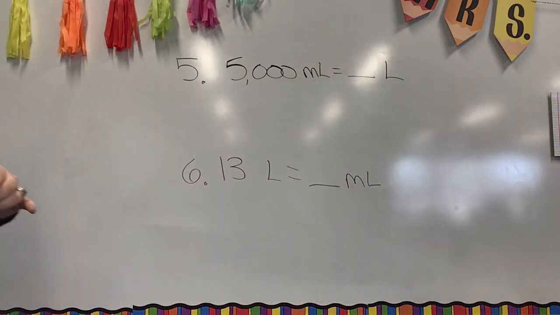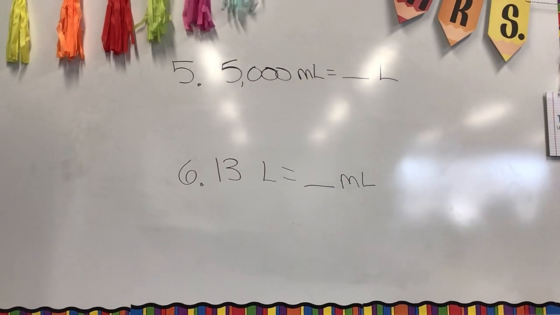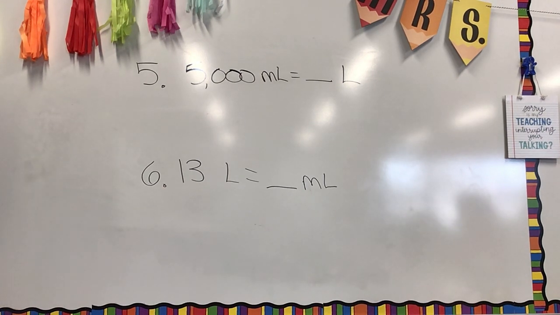I want you to work with somebody in your area. Staying in your seat, mask on. Work with somebody in your area to solve these together. I got 1,300 milliliters for number 6. Number 5 and 6.